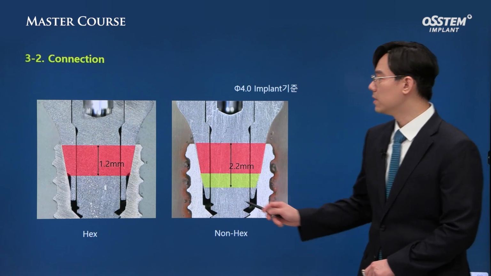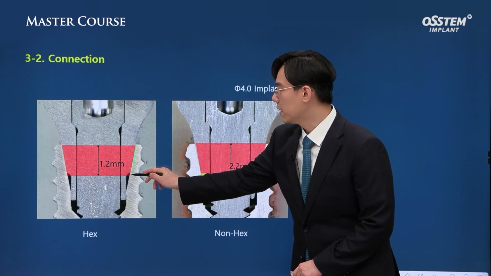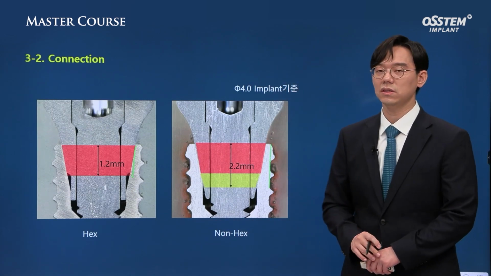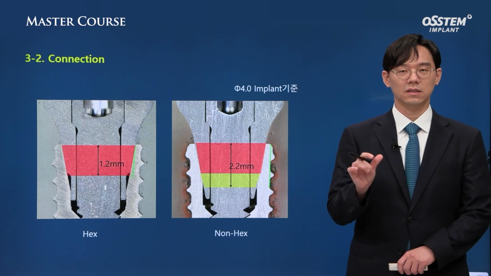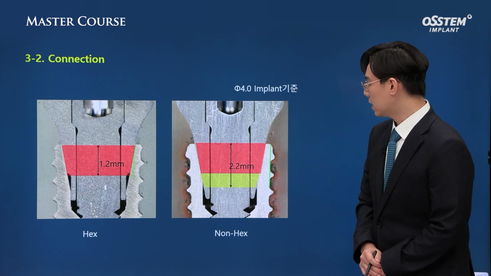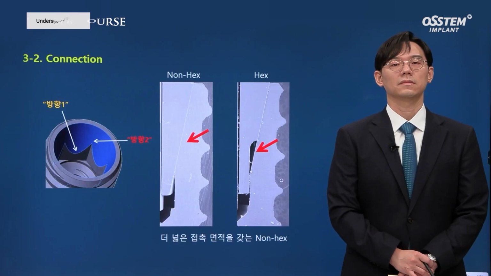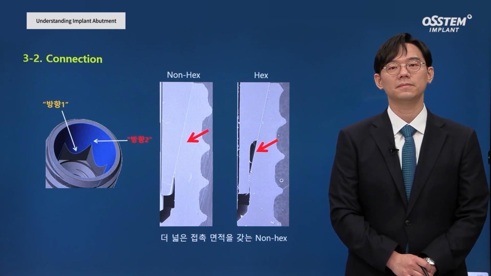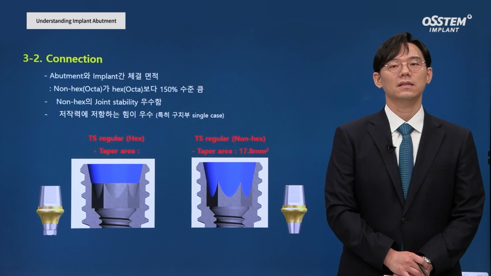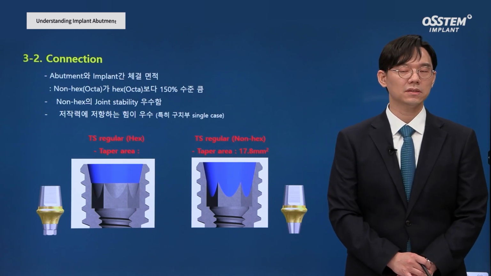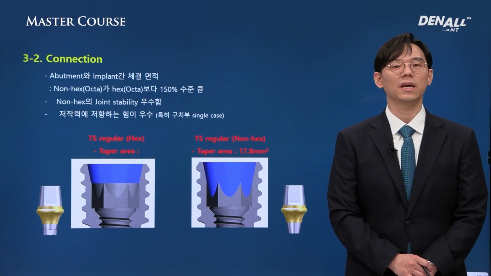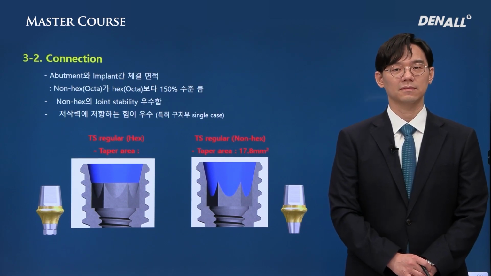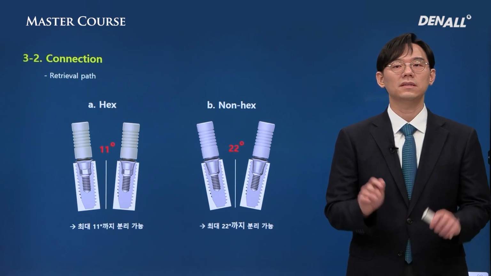If you look at a 4.0 diameter implant, the contact length is 1.2 mm for hex, and for non-hex it is 2.2 mm, so it has much more significant contact length. Accordingly, it has a wider contact surface. Compared with hex, non-hex has about 50% more contact surface, so it has more resistance against occlusal force.